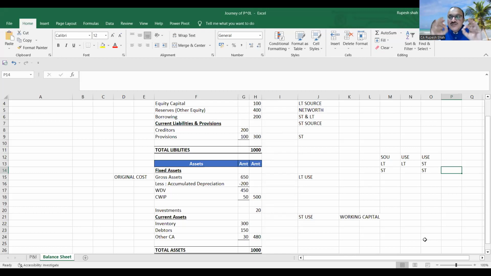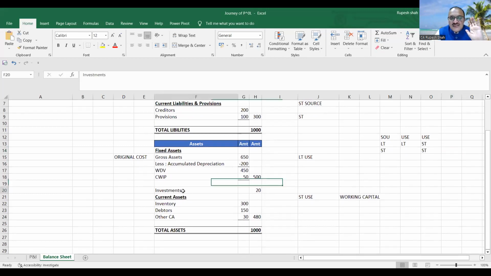So this is a cardinal principle in finance, which we have to understand very clearly when we look at the balance sheet of the company. Then say investments.